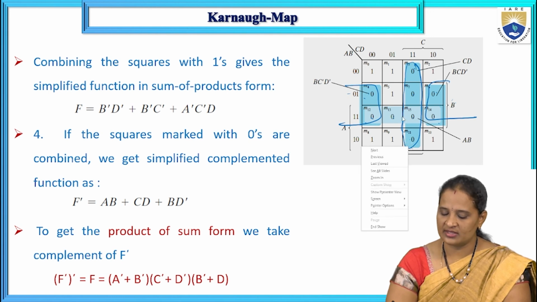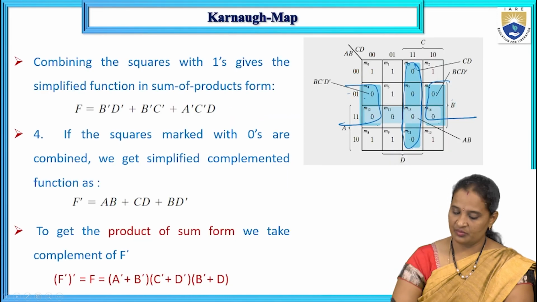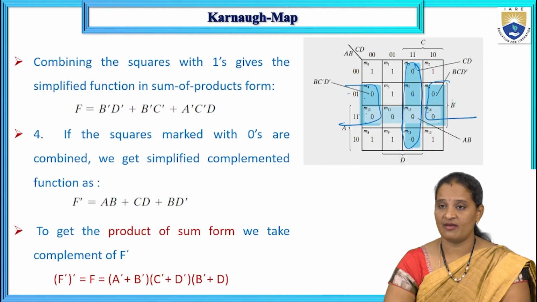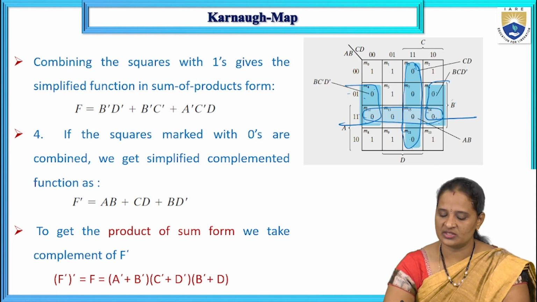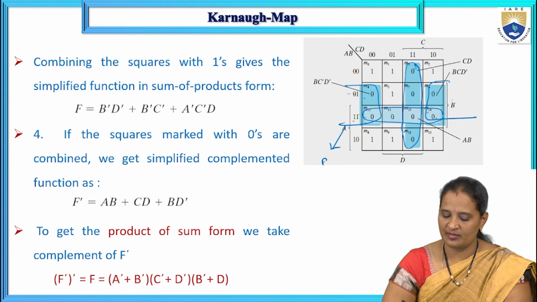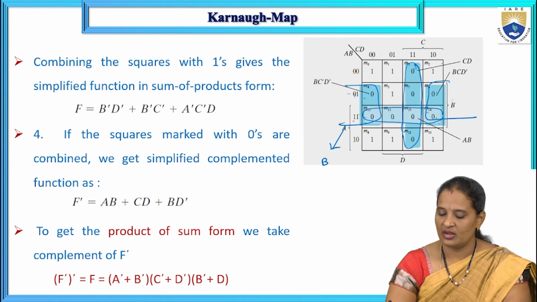Next I can also form one more. Because this 0 is left, I have formed 2 quads here, but this 0 is left. So I can also use this quad. Now I'm writing the prime implicants for this one. For this quad, the prime implicant can be: as A value is varying, eliminate A, B is common and equal to 1. Now coming to the first and last columns.